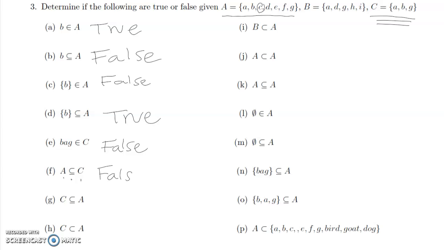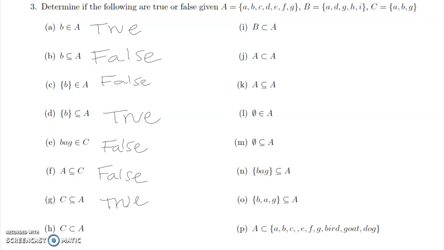This would be false. Now, when we look at the other direction, when we look at, is C a subset of A? Now we're looking at them in this order. Is A an element of A? Yes. Is B? Yes. And is G? Yes. So every element in C also shows up in A. So this would be a true statement. All of the elements of C are also elements of A.